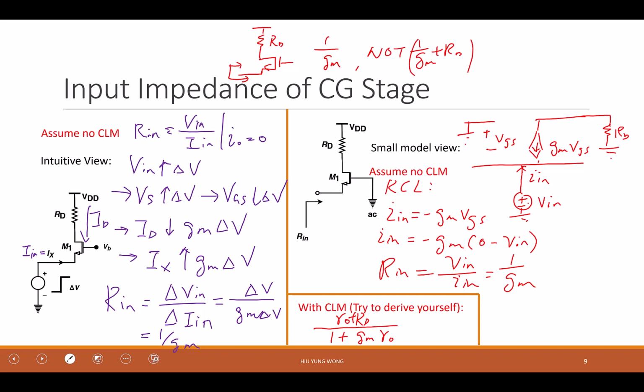Is there any questions? Yeah, if you have question, ask now because it's a part of the midterm or it is related to other part of the material, right? So I can spend time to explain more, including how you come up with the small signal circuit, how you solve it or whatever. Any questions?